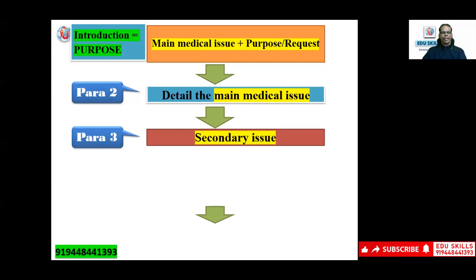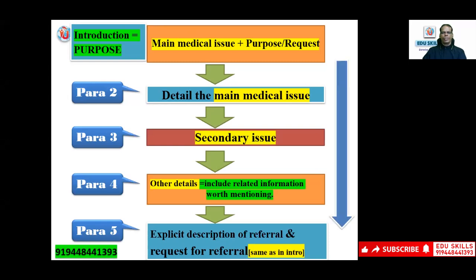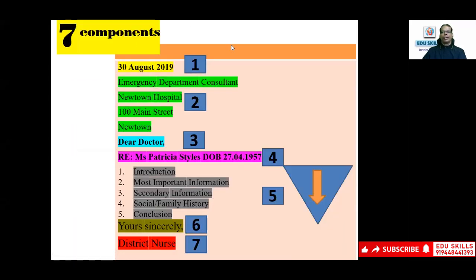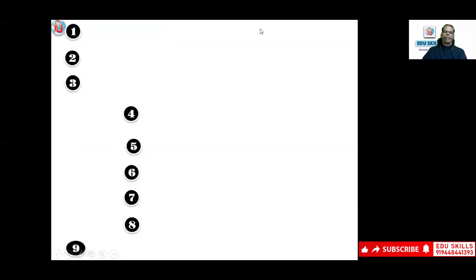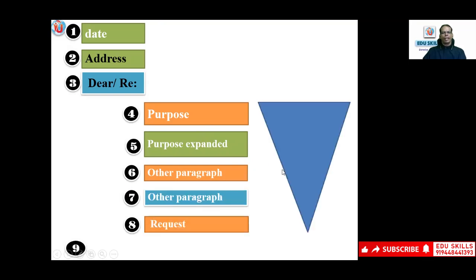Then you have the secondary issue and other tertiary issues, other details, all those things. Then you have the request, but we don't go there now. As I told you, these are the 7 components, and introduction comes here. The 7 components of a letter were explained in the previous session, so I am not going into detail over there. Just to tell you, purpose is here. The 4th component, purpose, is expanded immediately in the next paragraph. That's very, very important. If you are able to do these 2 things successfully, the rest you will be able to manage. Then other paragraphs, then request.